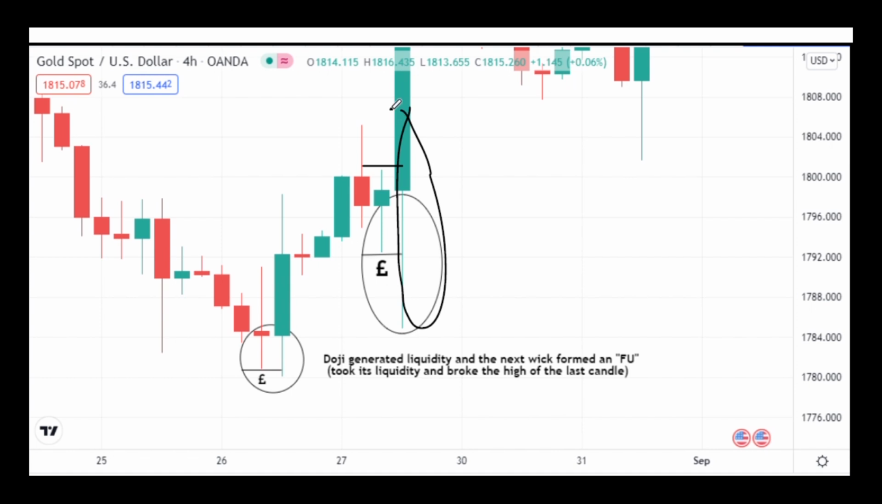This is what you should know for starters. This is what you should know when it comes to an FU candle. It is as simple as that.